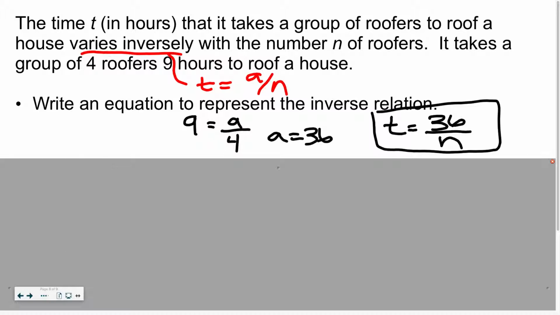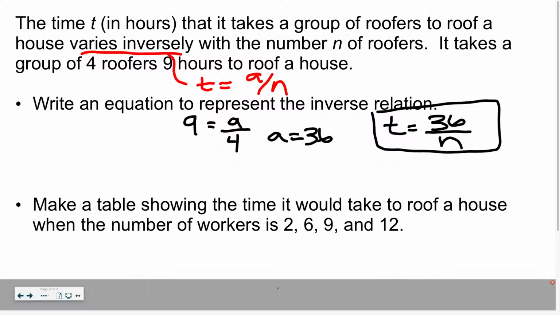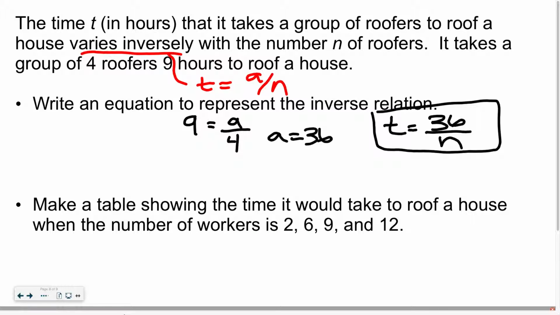There's a follow-up question to this, which I'm not going to work out the whole thing. But then it just says, make a table showing the time it would take to roof a house with the number of workers. So then you would just plug these values in, right? T equals 36 divided by 2. T equals 36 divided by 6. T equals 36 divided by 9. T equals 36 divided by 12. And we're going to see the time decreasing.